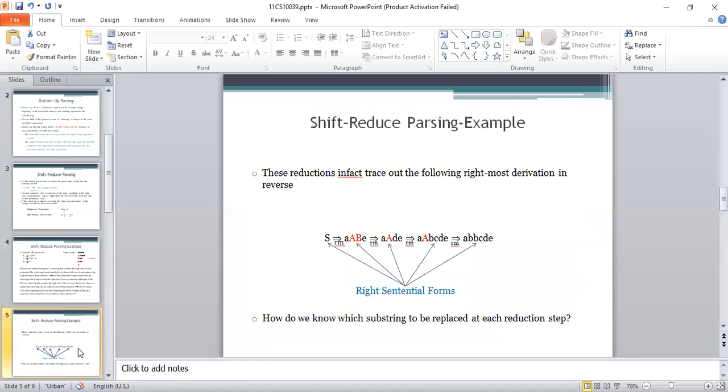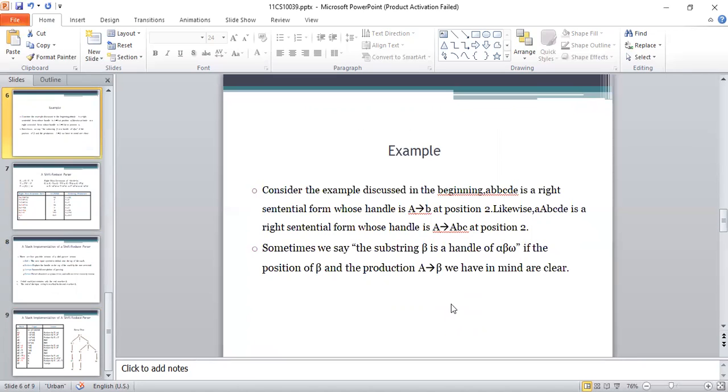These reductions trace out the following rightmost derivation in reverse order. As we have discussed, bottom-up parsing is always done using rightmost derivation, and top-down parsing is always done using leftmost derivation. For example, consider the following: ABBCD is a right sentential form whose handle is A implies B at position 2. AABCD is a right sentential form whose handle is the production A implies ABC at position 2. Sometimes we say the substring beta is a handle of A beta w, if the production A implies beta is at the position of beta, giving clear information that it is replaced with beta.